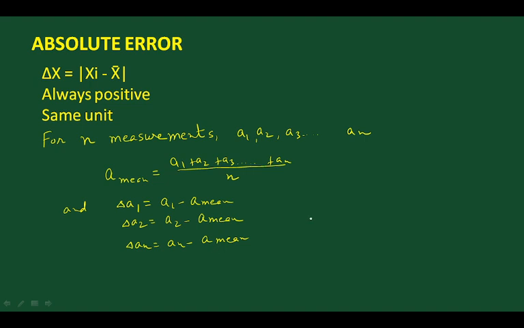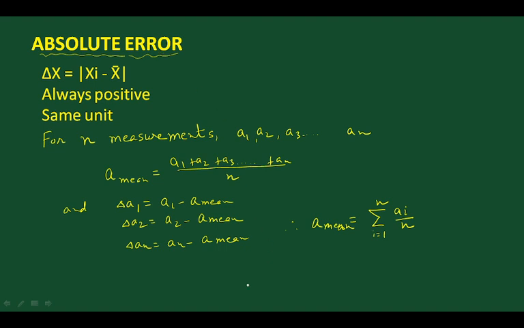Therefore, A mean can be found as the summation of ai, where i varies from 1 to n, divided by n. This is the value we get for A mean, right? So this is what we call the absolute error.